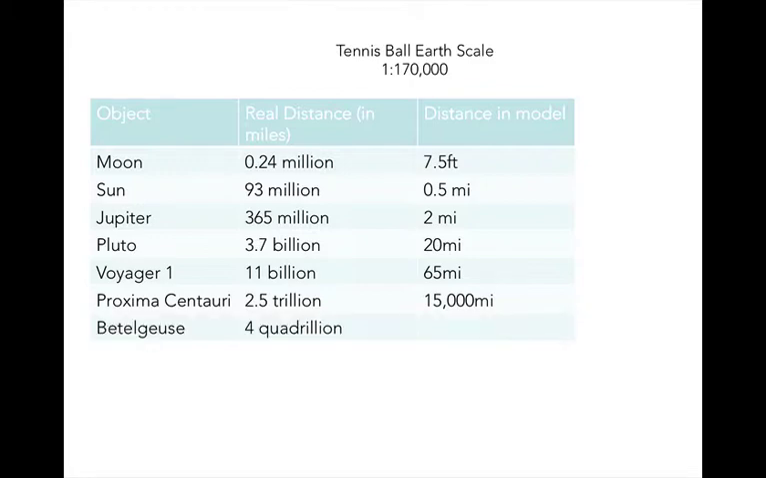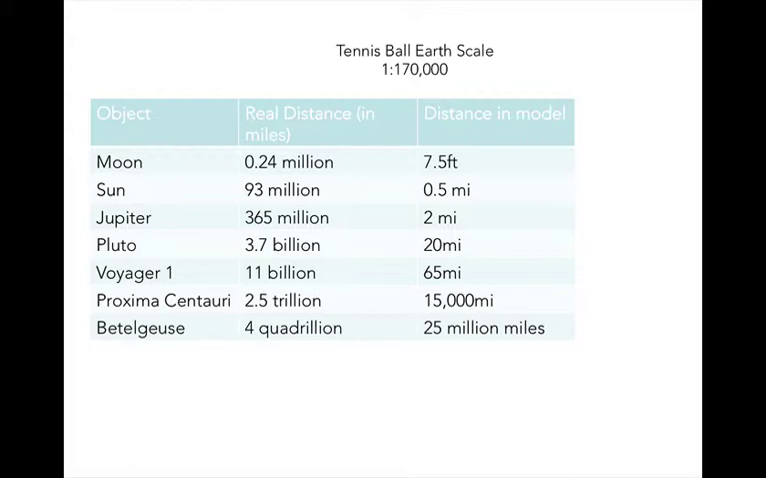Betelgeuse, the giant red star in the constellation of Orion, is 4 quadrillion miles. That's a 4 plus 15 zeros, or 4 times 10 to the 15th power, miles away from Earth. In our tennis ball Earth model, Betelgeuse must be 25 million miles away.